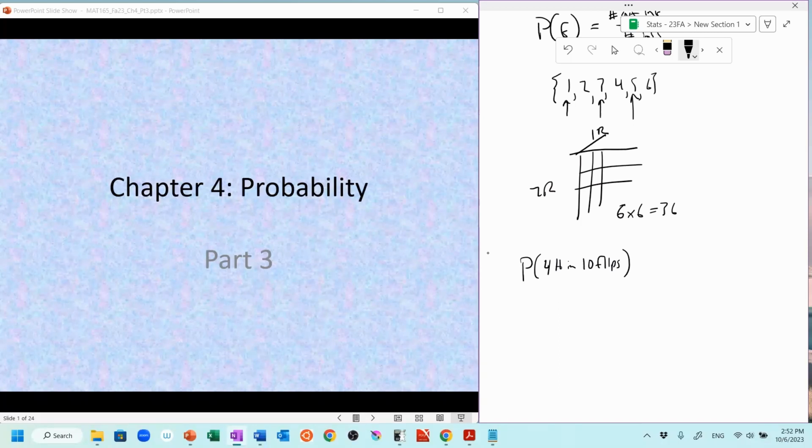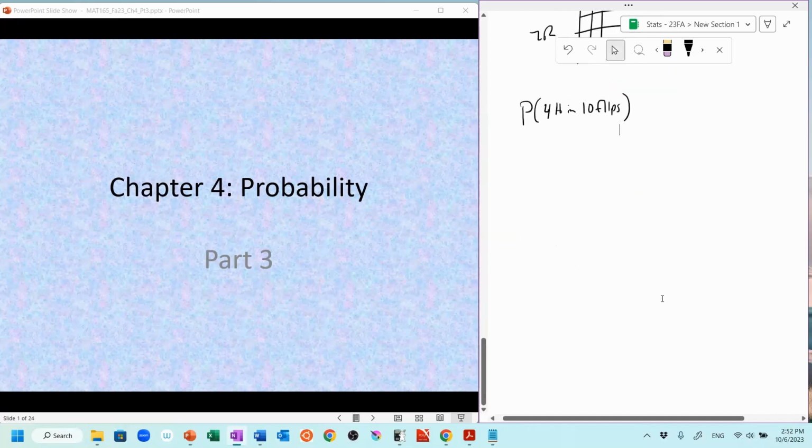So I would like a method, I would like a formula that would help me count events like this. And we have a few formulas, and different formulas apply in different situations. And that's the goal of this counting section.